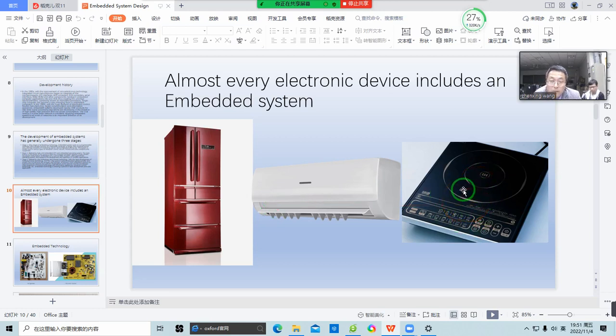The next example is an electronic stove. Inside, you can see this is the keyboard. So the processor must get the information from the keyboard. And the business logic will process those configuration data. And in the end, it will drive the coils inside this shell.